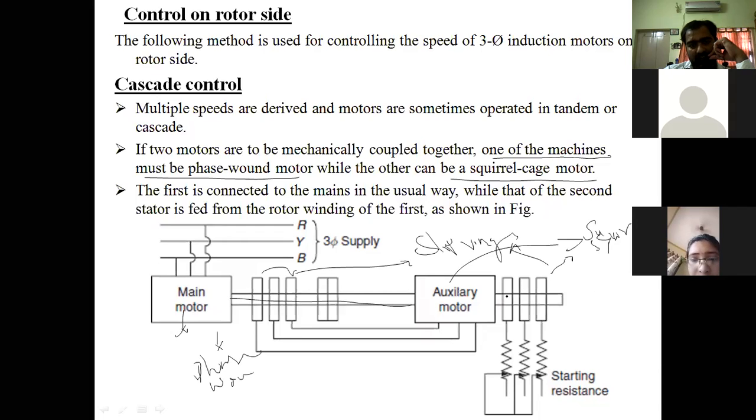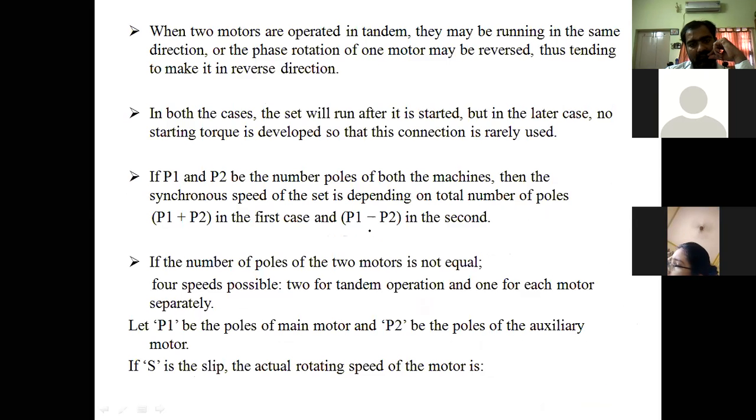By rotation of the shaft, the auxiliary motor gets the input torque, and due to the voltage and current through these resistances, by connecting the starting resistance, we control the current at the shaft side, and hence the shaft current and shaft torque. By controlling the shaft torque, the speed is controlled. So by this method, we control the speed on the rotor side. These are the things I have written here.